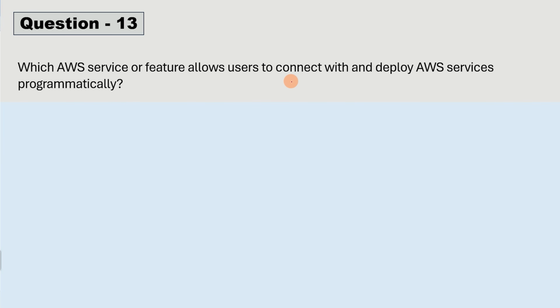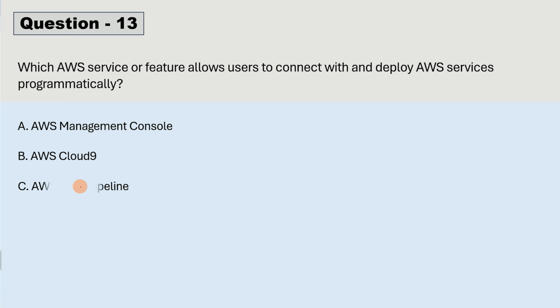Now question number 13. Which AWS service or feature allows users to connect with and deploy AWS services programmatically? And the options are: Option A, AWS Management Console. Option B, AWS Cloud9. Option C, AWS CodePipeline. Option D, AWS Software Development Kits, that is SDK. Now try to guess the correct answer.